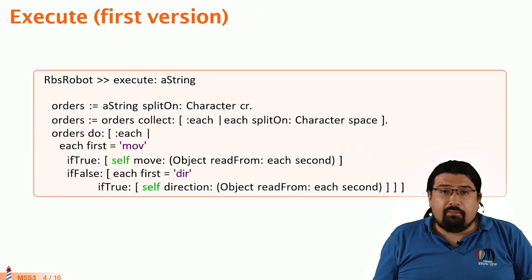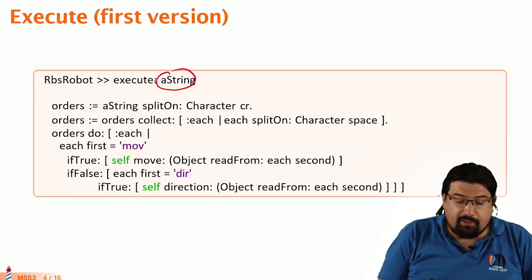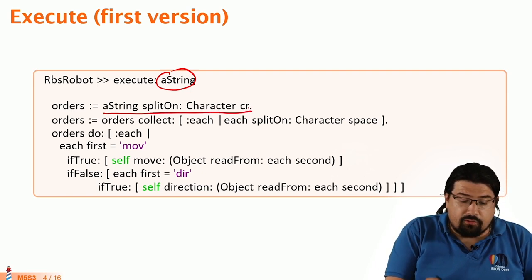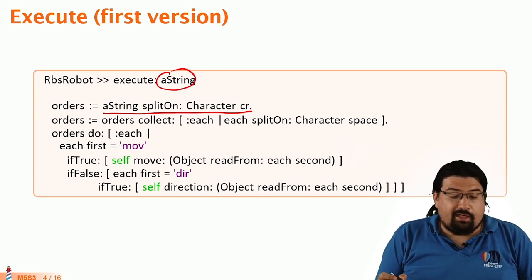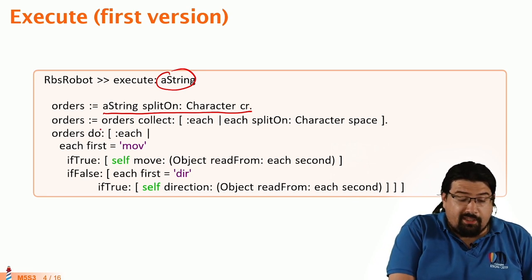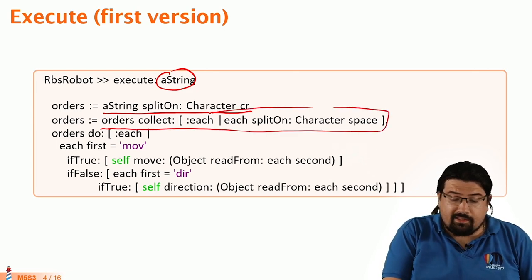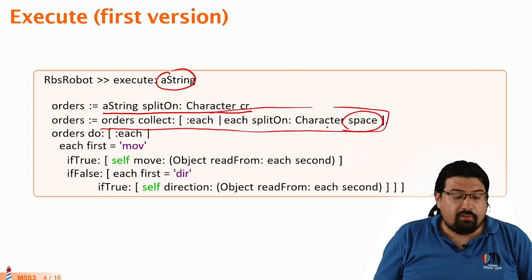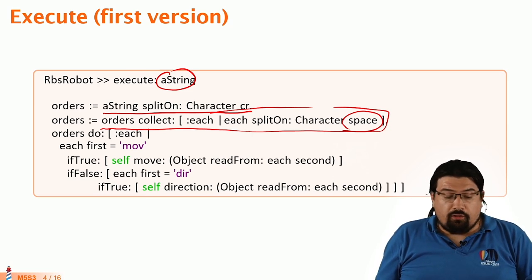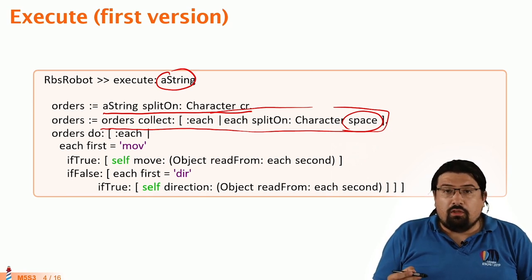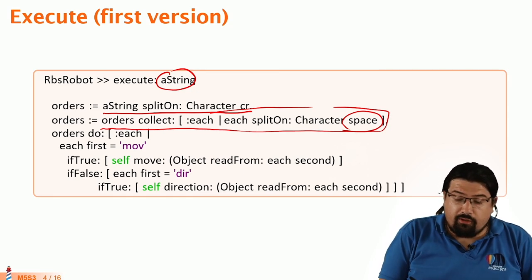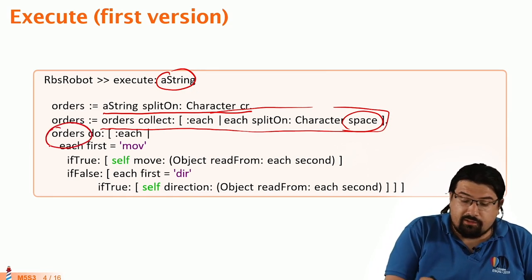Let's see how we can implement this. Well, first, what we can do is take our string and split it on the new line character, so we have a collection of orders. For each order, we are going to have one string that we are going to split again, in this case by the space character. Like that, we are going to have for each order a pair that is the operation and the parameter for this operation.